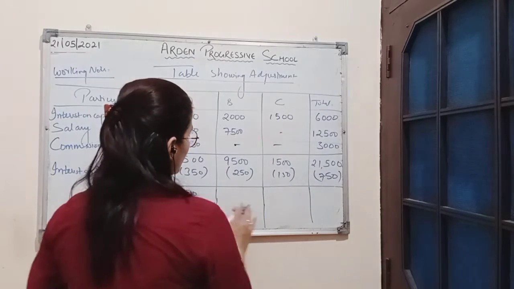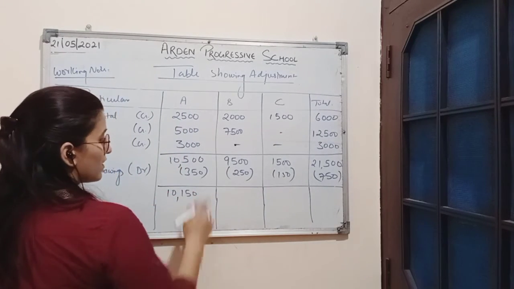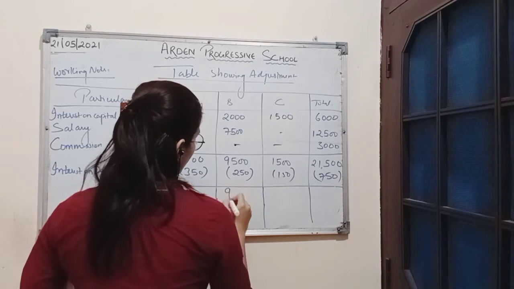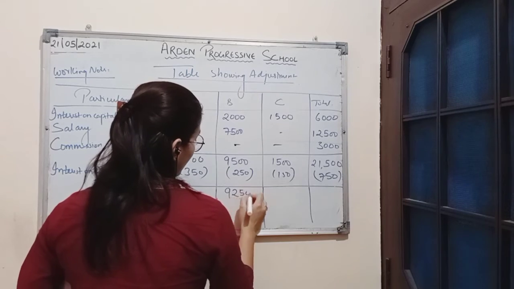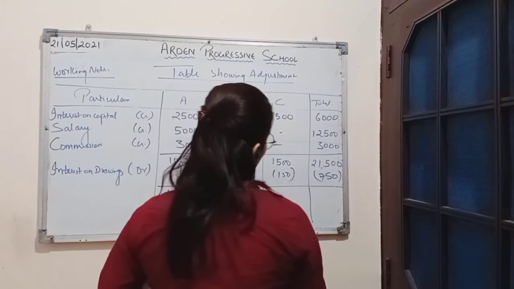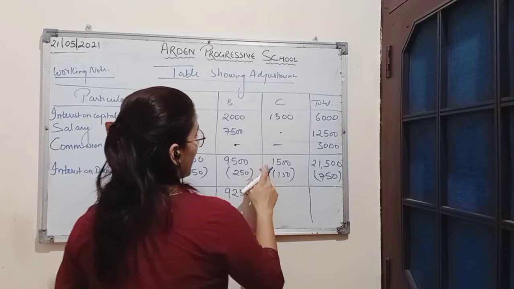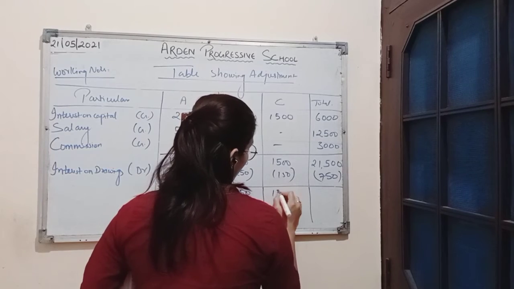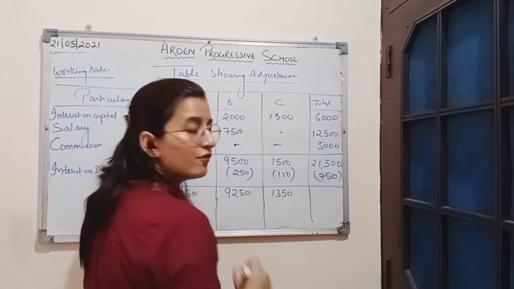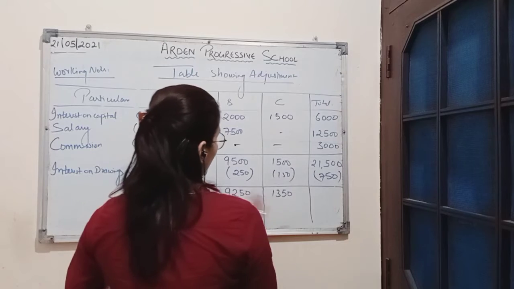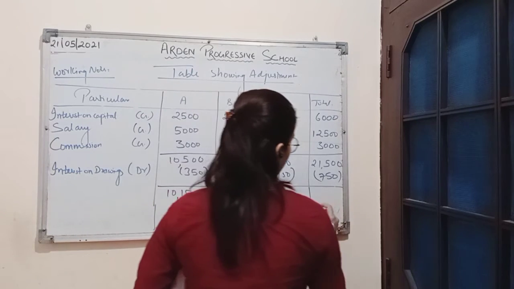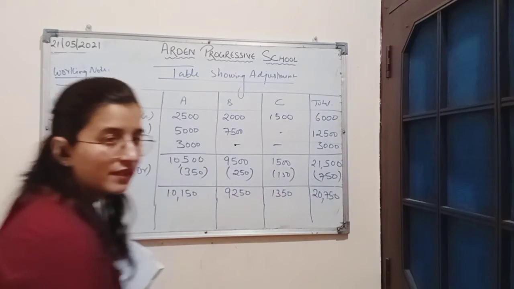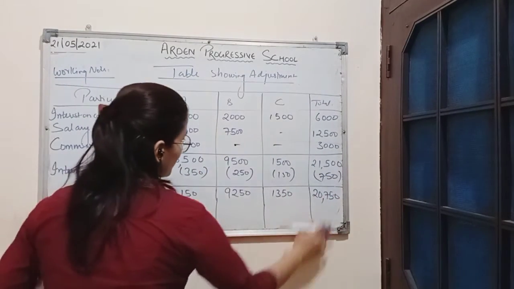Now in B's balance we will see again there will be a credit balance because we are having a greater value in the positive figure. So here the answer will be 9,250. And in C's column there will be a credit balance only because we are having a greater value in the positive figure, and the answer will be 1,350. So here the total of credit balance is rupees 20,750. So this is the total balance of the partners.